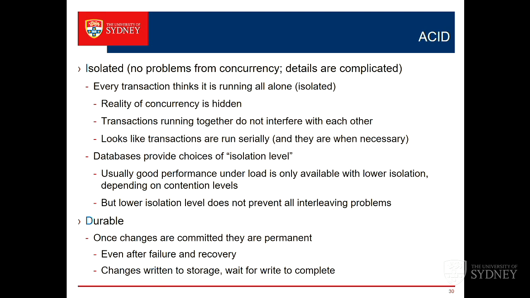If you have higher contention, higher contention makes everything a bit worse. But lower isolation levels are more performant, but they won't prevent all types of interleaving problems. So you've got a knob there, you can trade off performance and safety, and you can sort of turn the knob somewhere. And we'll talk about isolation levels later.